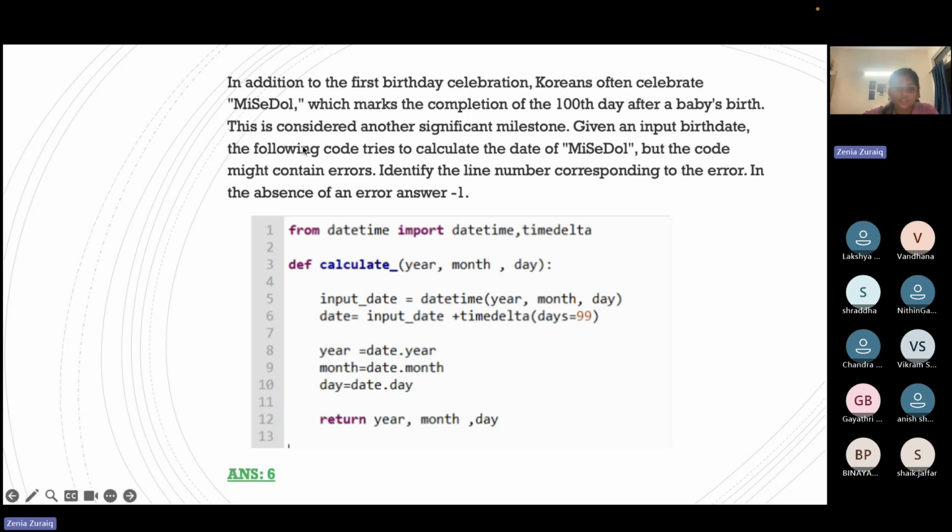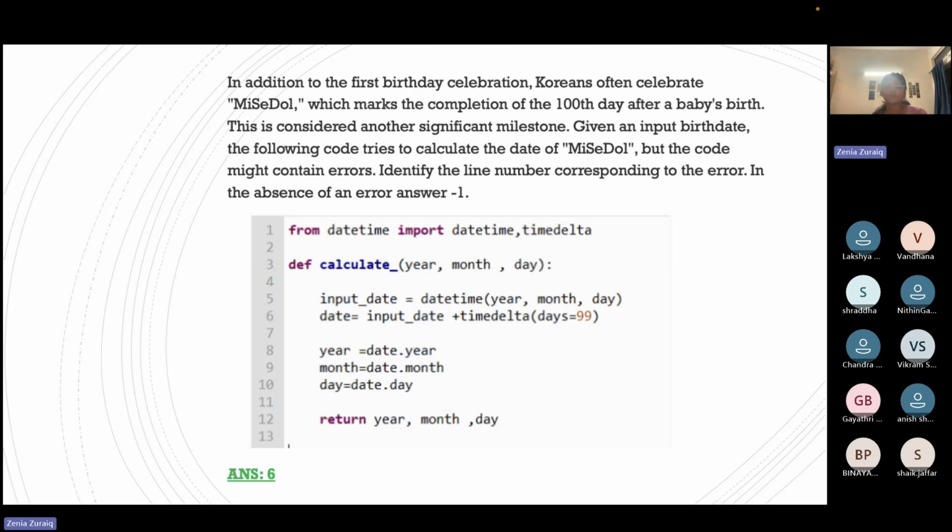So the answer is actually the sixth line, as some of you have said. The reason is that there is a very small thing you have to notice in the question, which is that you are marking the completion of the 100th day after the baby's birth, not the 100th day. That is a difference. If you have to complete 100 days, then you should actually go forward 100 days, not 99 days. That is why the sixth line is different. If they had just asked for the 100th day, it would be different.